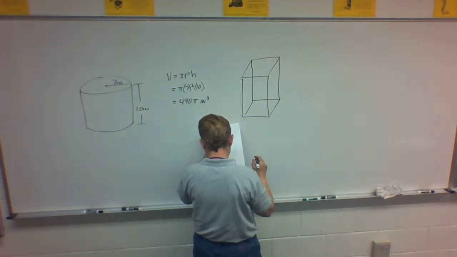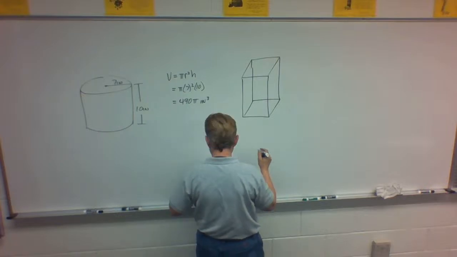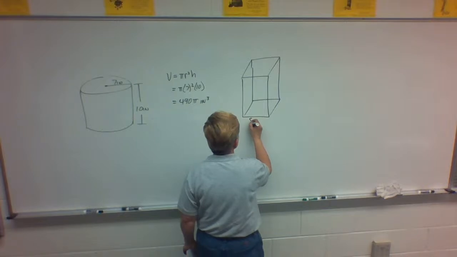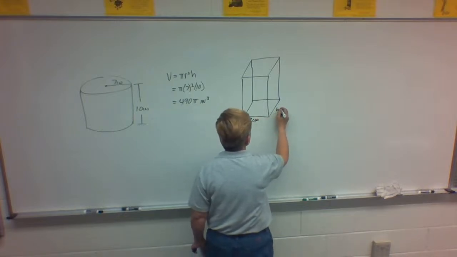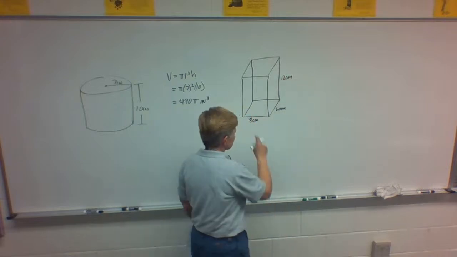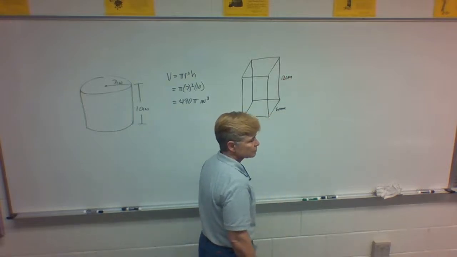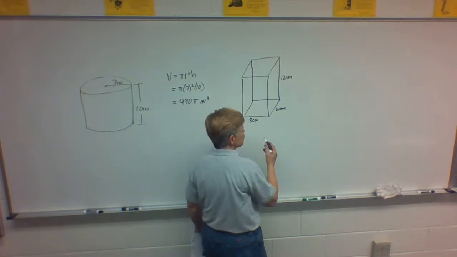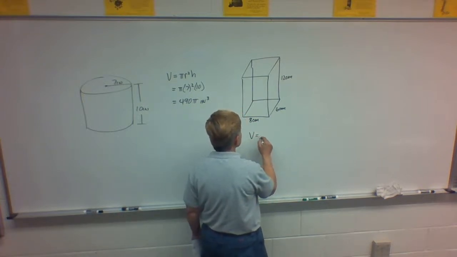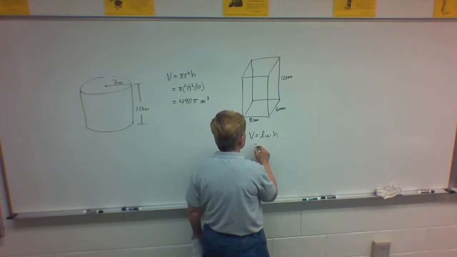And they give you this information. Boy, this is easy peasy. It's probably not worth much. They give you something like this, that this is 8 centimeters, this is 6 centimeters, and this is 12 centimeters. If you want to, so you don't risk losing anything, you write down volume is equal to length times width times height. 8 times 6 times 12.